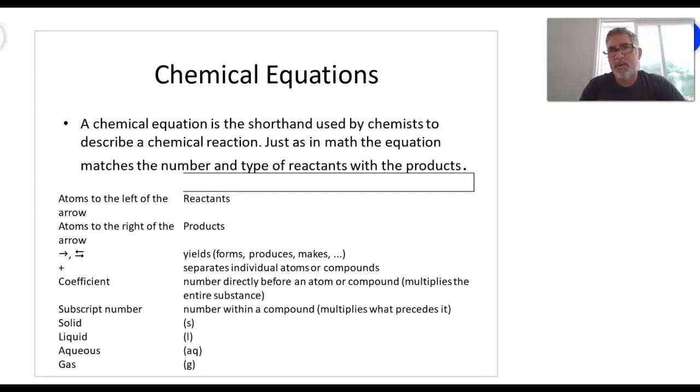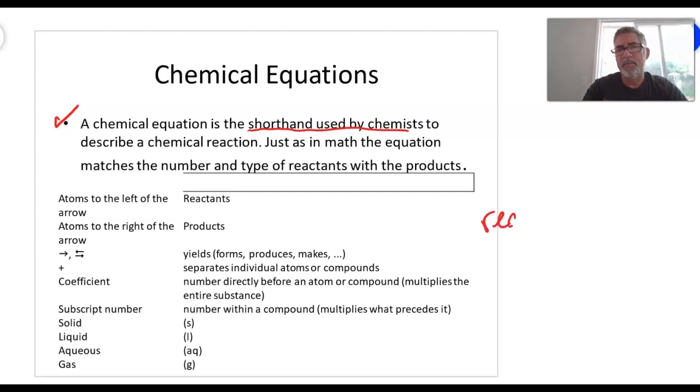All right, so today we're going to talk about chemical equations. A chemical equation is what they call a shorthand, a shorthand used by chemists. It tells you what's happening in a chemical reaction. There are two parts of a chemical equation.